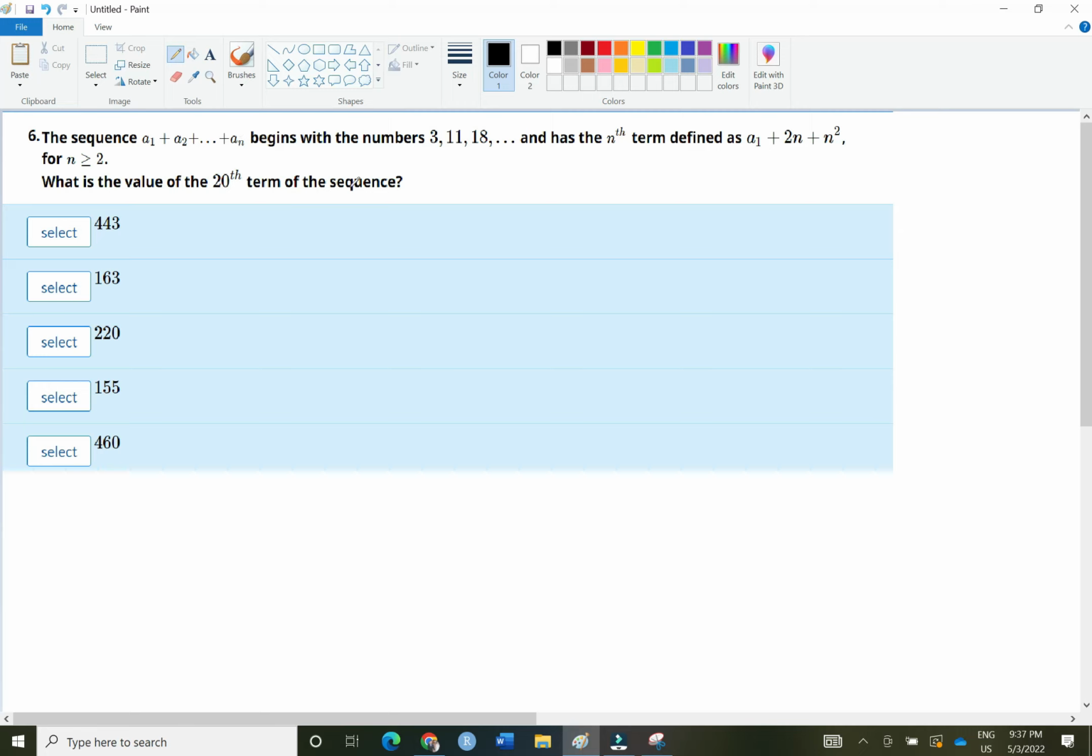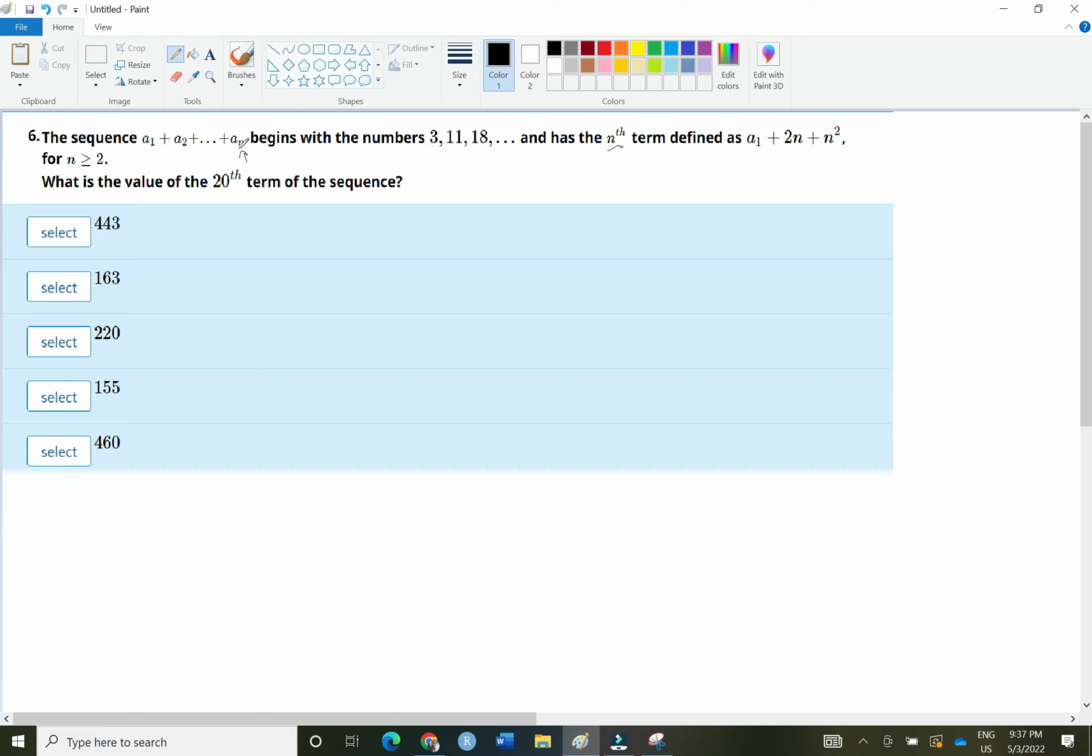And then it says begins with the numbers 3, 11, and 18. And what that seems to be indicating is basically a sub 1 is going to be 3, a sub 2 is going to be 11, and a sub 3, if it was there, would be 18. Right, so that's kind of the idea. So now, it says it has the nth term. So the nth term here actually corresponds to the letter n here. Right, so you can see like this is a sub 1, a sub 2, a sub 3.